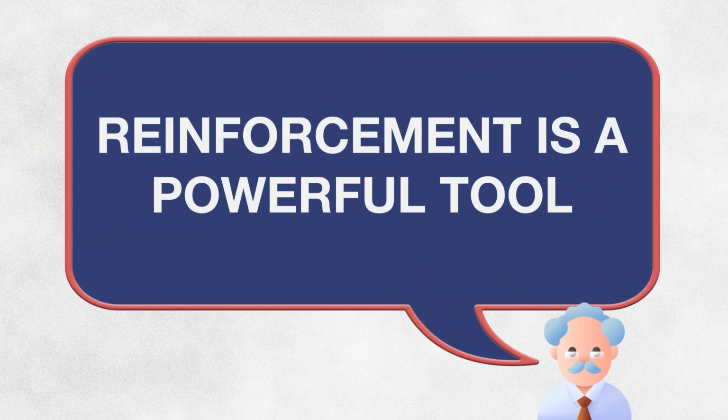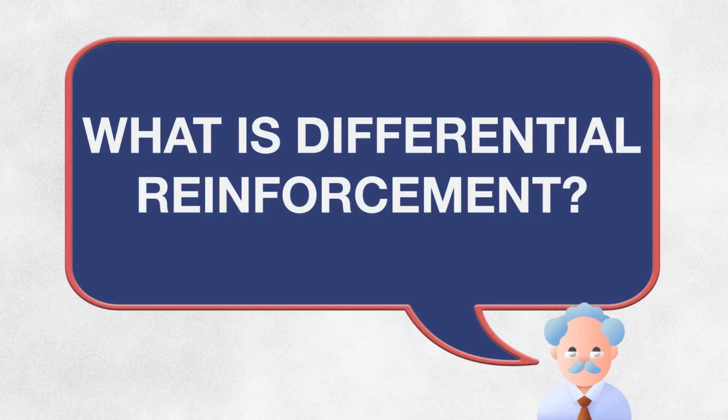Reinforcement is a powerful tool for shaping behavior. As an RBT, you'll use differential reinforcement to strengthen desired behaviors while reducing problem behaviors. Let's explore how differential reinforcement works and how you can apply it effectively. Differential reinforcement is a behavior change strategy that strengthens certain behaviors while decreasing others. It works by providing reinforcement for specific behaviors while withholding reinforcement for unwanted behaviors. This approach helps shape behavior over time, promoting skill development and independence.